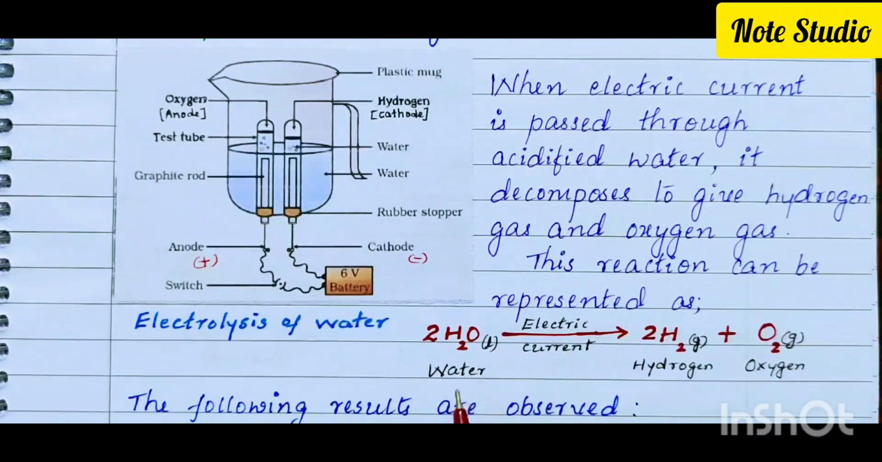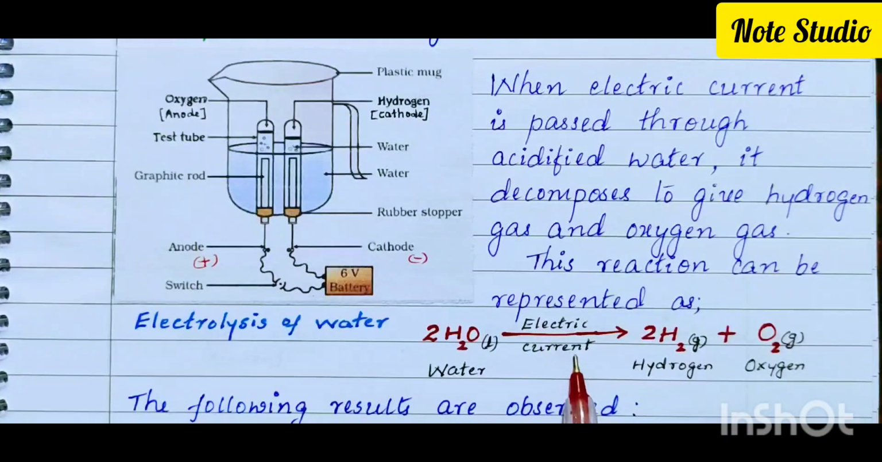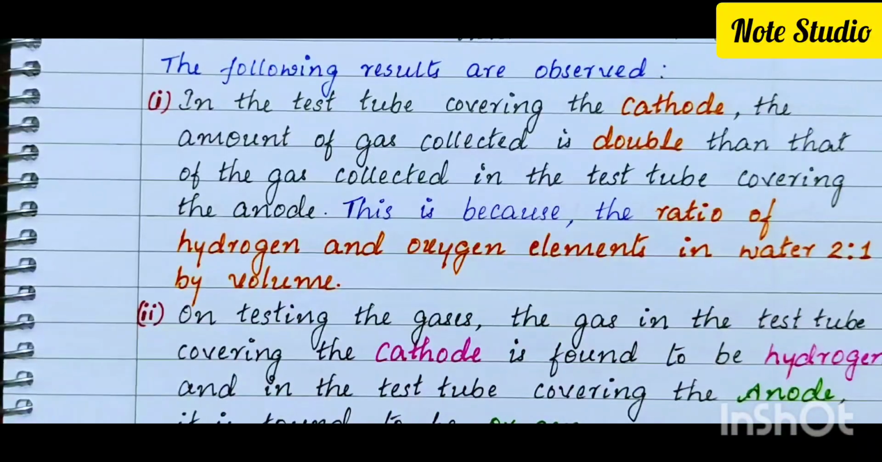We can represent it in this way: H2O. Okay, H2O is water, whatever we have taken in the mug. So when we have passed electric current through this water, we got the formation of bubbles. It's because hydrogen gas as well as oxygen gas is formed. And two different observations we can see.